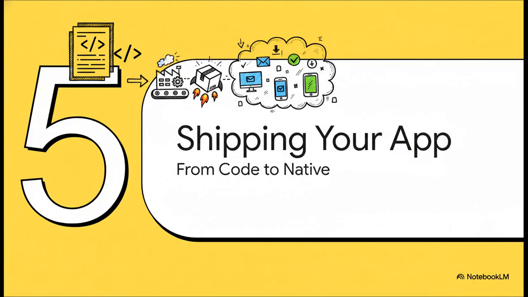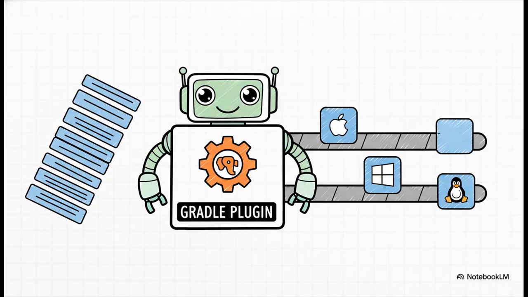Okay, so we've adopted the mindset, we've designed the architecture, we've assembled our tools, and we have a working application. But now for the final and most crucial step, shipping it. How do we take our shared Kotlin code and turn it into a native app that anyone, anywhere, can install and run? The magic here is the Compose Multiplatform Gradle plugin. This is a tool provided by JetBrains that basically automates the whole complex process of packaging your app into the native formats that users on macOS, Windows, and Linux actually expect to see.